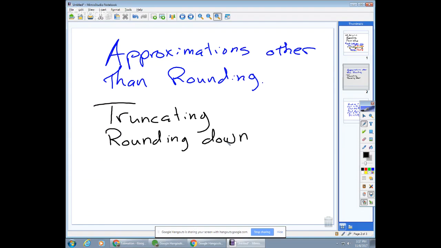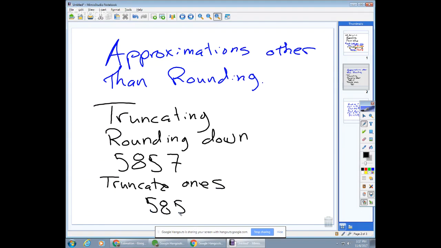So for example, if I take the 5,857 I had earlier, and I wanted to approximate to the tens part, or truncate the ones, I don't even care what the ones digit is. I just get rid of it. So I would say truncating that would be 5850. I don't care what the digit is. And that's an approximation practice. We just drop one of those digits there.